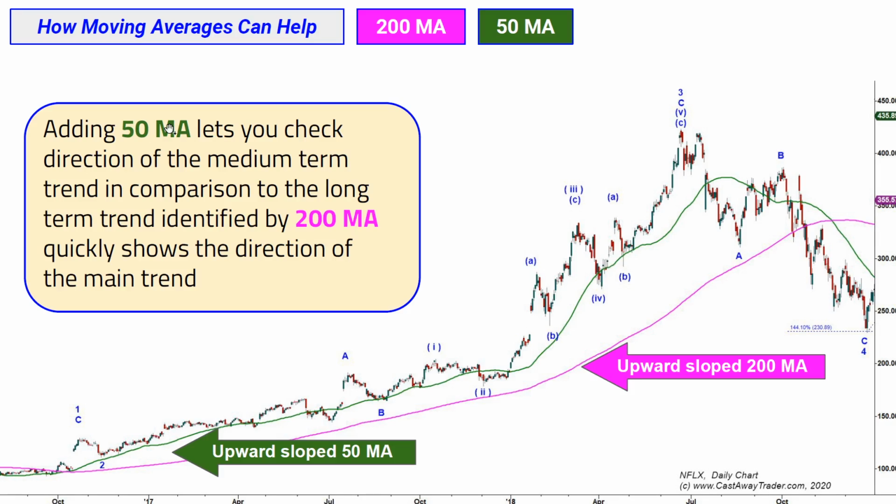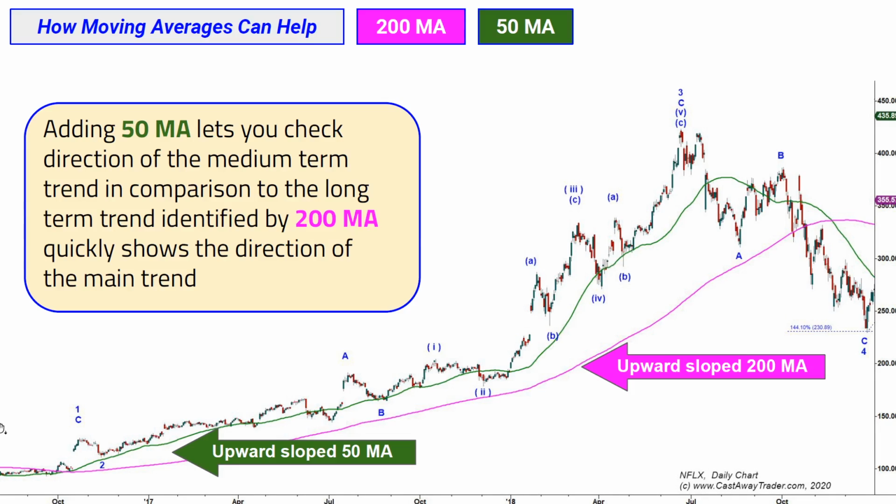But let me quickly recap what I was talking about in that previous video. To be able to identify trend direction and different stages of the trend, we do not need very sophisticated indicators. Actually, we only need 200-day moving average and 50-day moving average. And if we add them to the chart, they provide us with a lot of useful information.